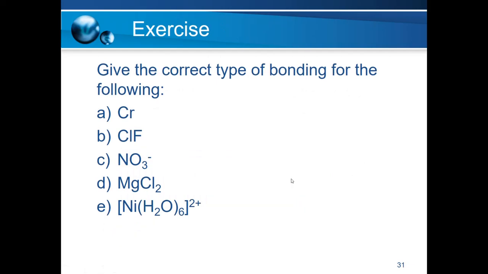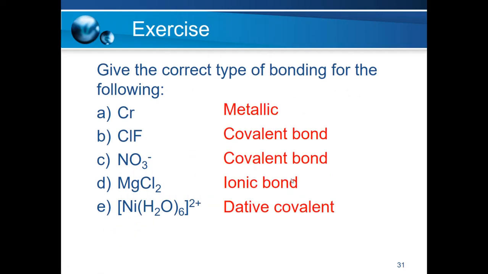Okay, give the correct type of bonding for the following. So chromium is metallic. Cl and F is covalent bond. Nitrogen and oxygen, the electronegativity difference is quite small, so covalent. Magnesium and Cl, magnesium is a metal, and here is the halogen group, so it should be ionic bonding because the electronegativity difference between magnesium and Cl is quite big. And here Ni and H2O is called a dative covalent bond.